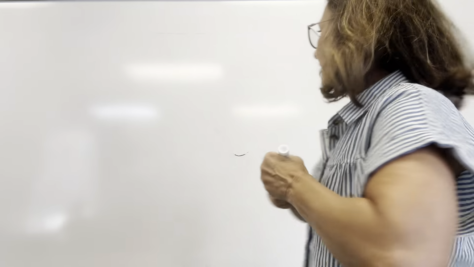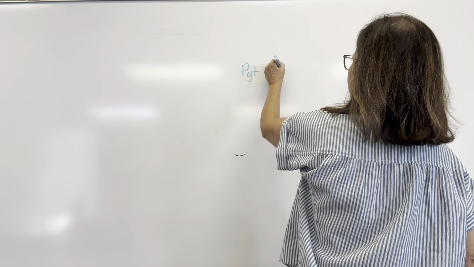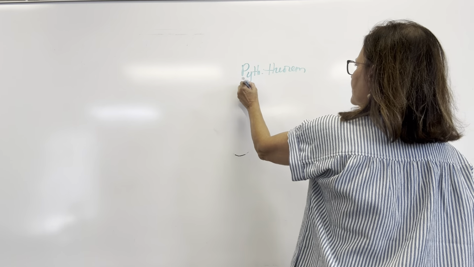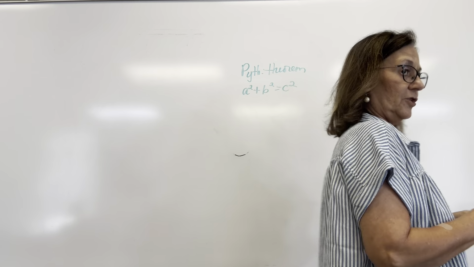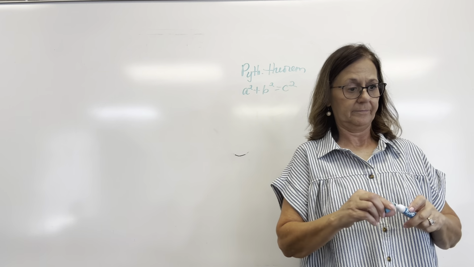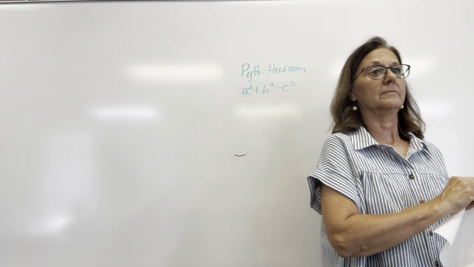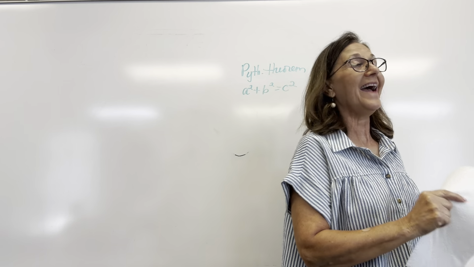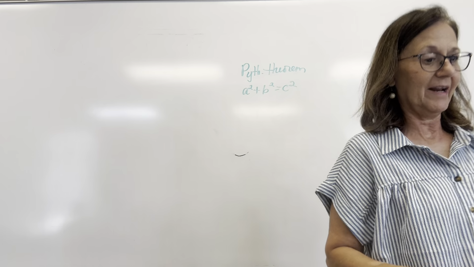A squared plus b squared equals c squared. Okay, that is the theorem. It is a squared plus b squared equals c squared. All right, what else do you know about Pythagorean's theorem? Pythagorean made it. Okay, excellent. Good job. All right, what else? What else?